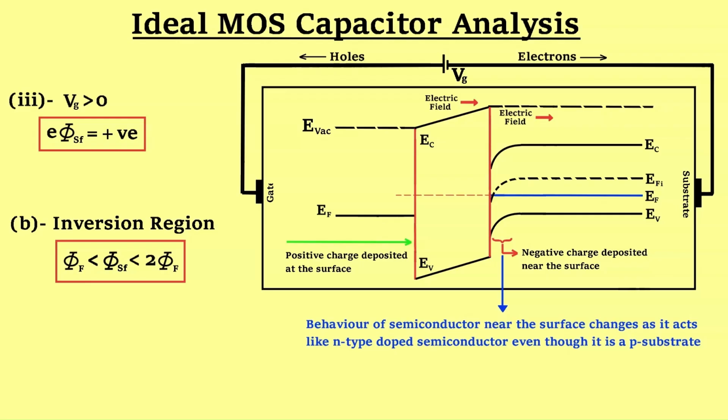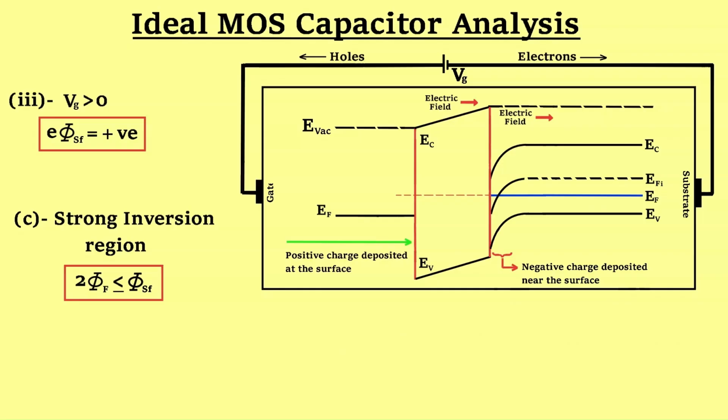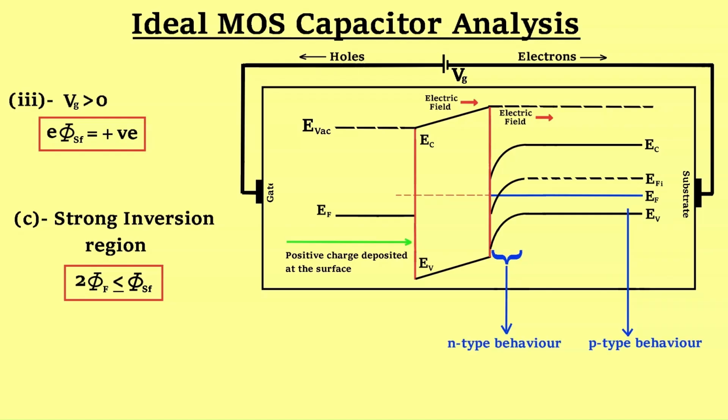The last case, when the gate voltage is positive, occurs when surface potential is equal to or greater than 2 times of Fermi potential. If the voltage is even greater, such that the N-type characteristic at the surface is equal to or greater than P-type behavior in the bulk semiconductor, then this condition is referred to as strong inversion. This is the most important case, and 70% of problems from this unit are asked from this particular case.